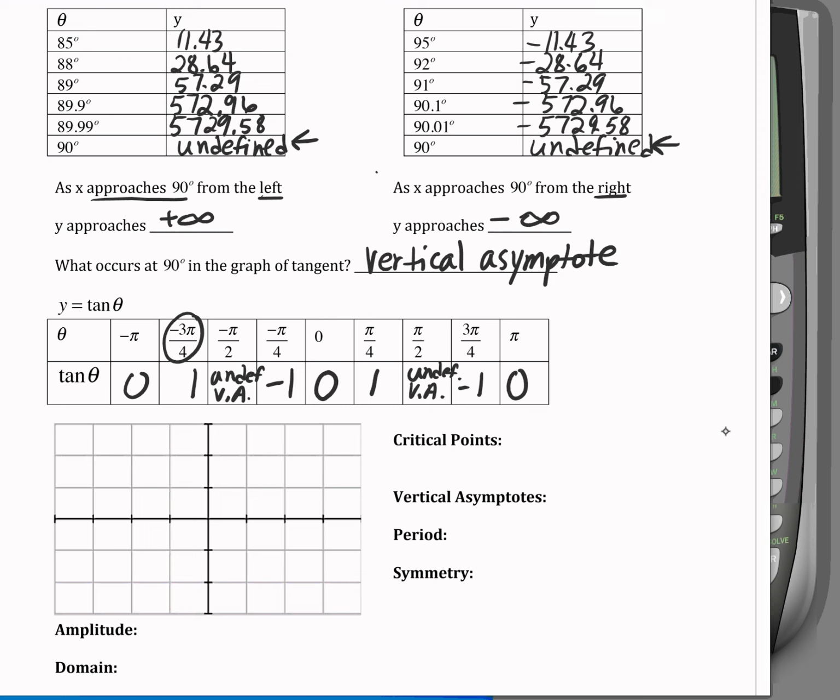So if we graph that information, and I'm going to put the points on, so negative pi.